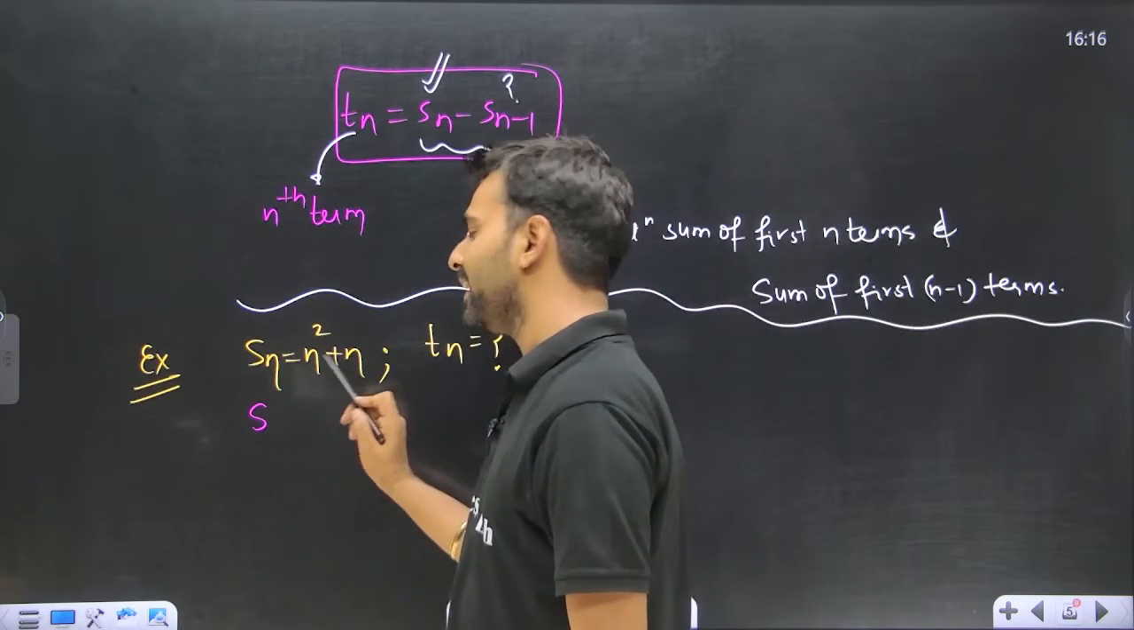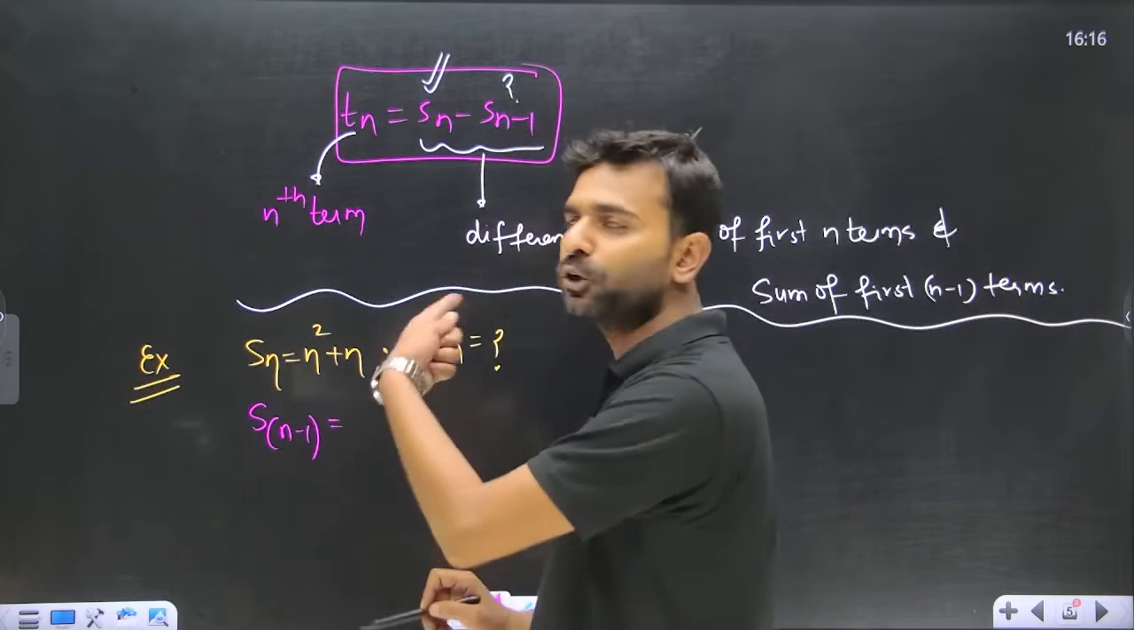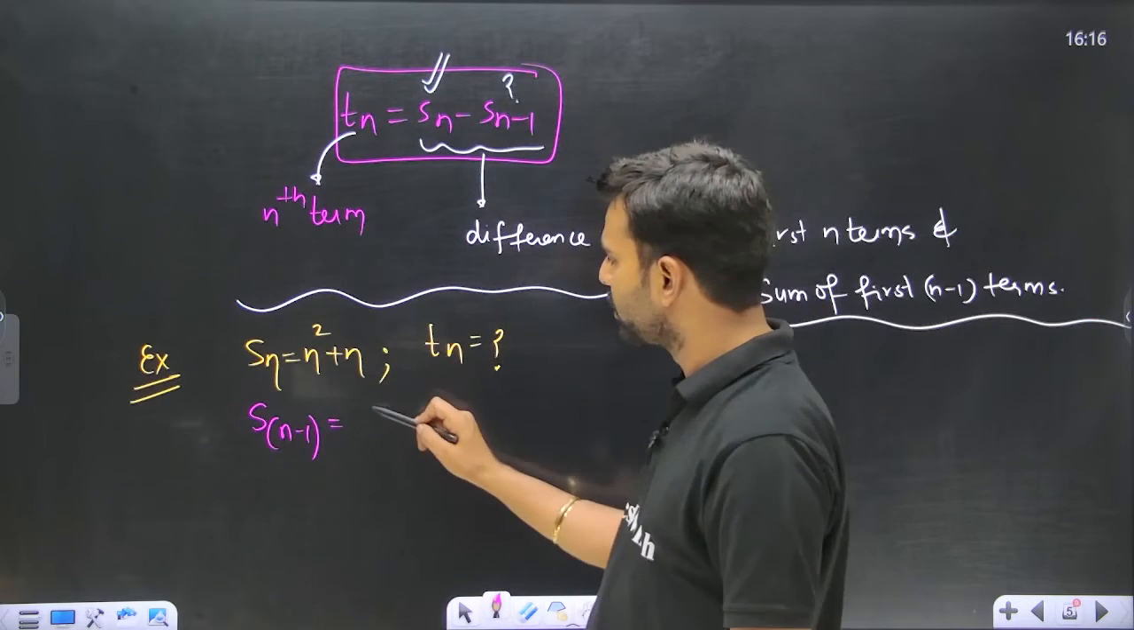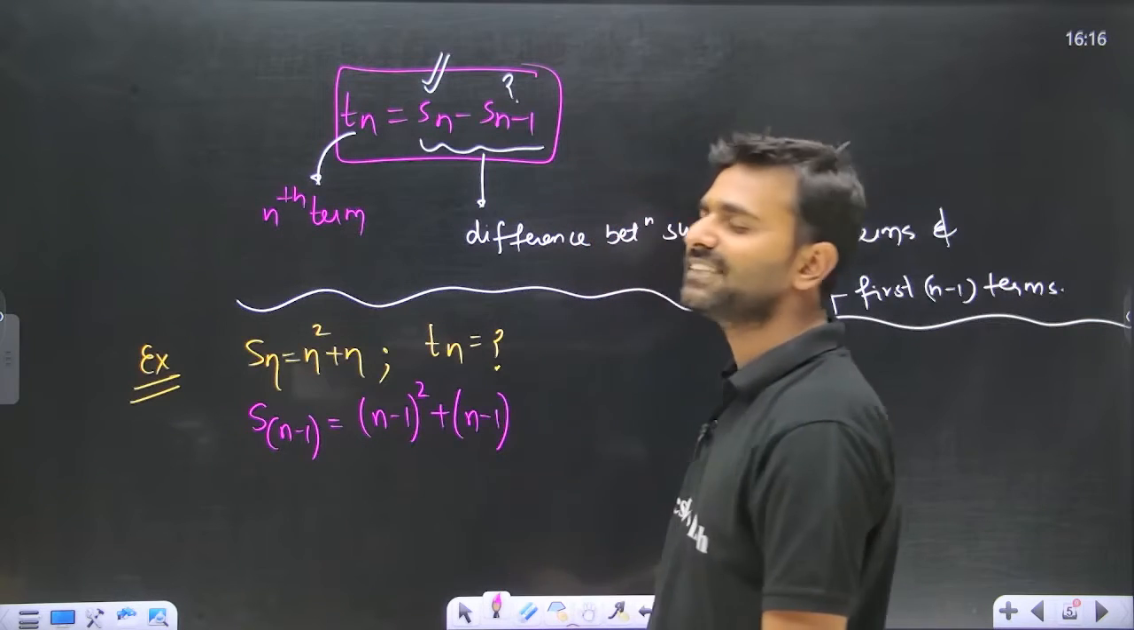Since Sn is equal to n square plus n, Sn minus 1 will be what? Simply put n is equal to n minus 1 over here. So if you put n is equal to n minus 1 over here, we do get nothing but the value of Sn minus 1. Why?